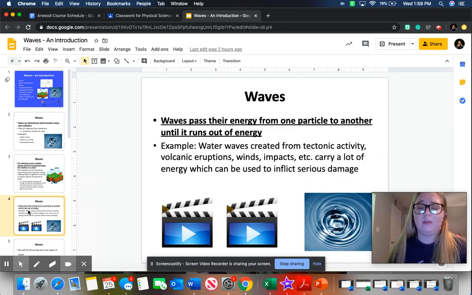So waves pass their energy from one particle to another, until it runs out of energy. It's kind of like it's going to continue and go forever until that energy runs out. And as you all know, energy cannot be created or destroyed, so the energy won't just run out. It's going to change form.